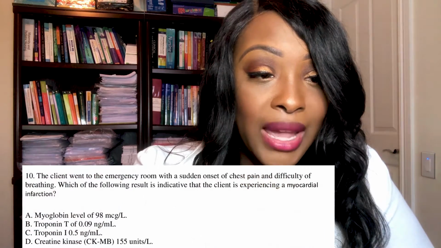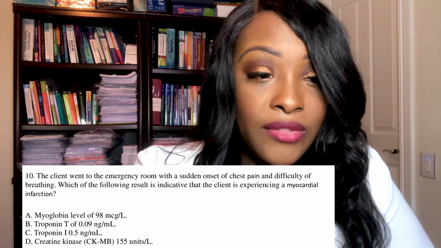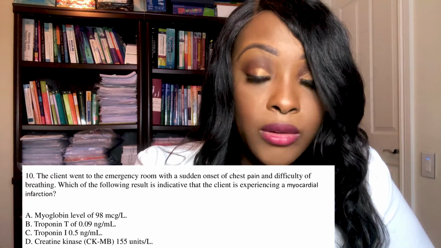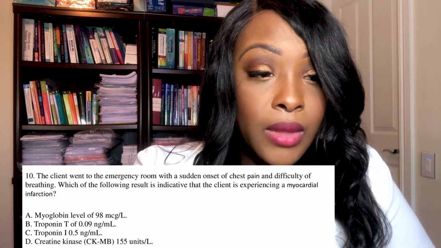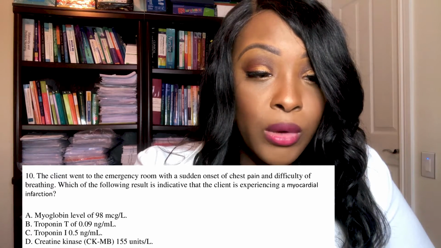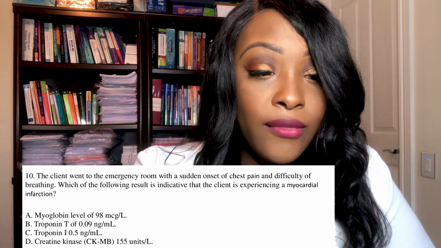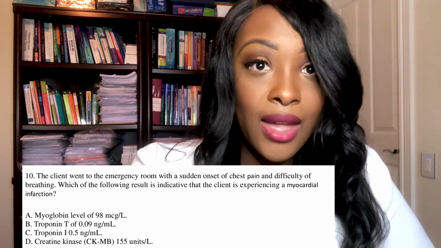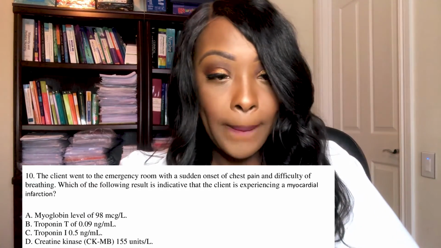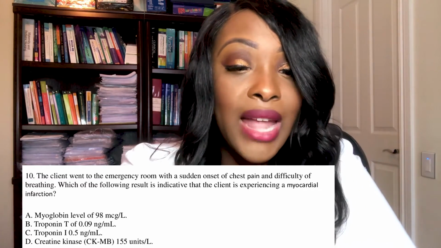The client went to the emergency room with a sudden onset of chest pain and difficulty of breathing. Which of the following results is indicative that the client is experiencing a myocardial infarction? A, myoglobin level of 98. B, troponin T of 0.09. C, troponin I of 0.5. Or D, creatinine kinase, that's your CKMB of 155. The correct answer, guys, is A, your myoglobin of 98.